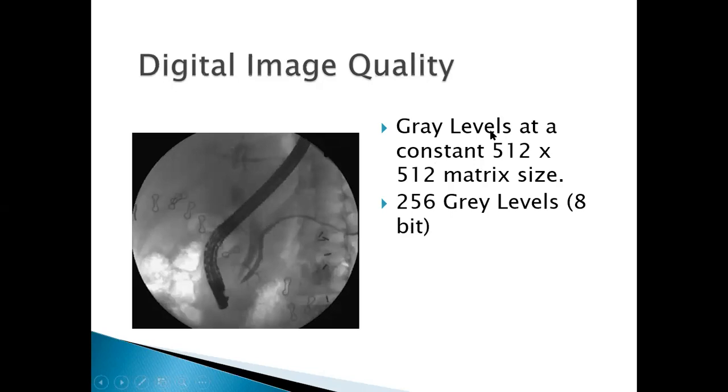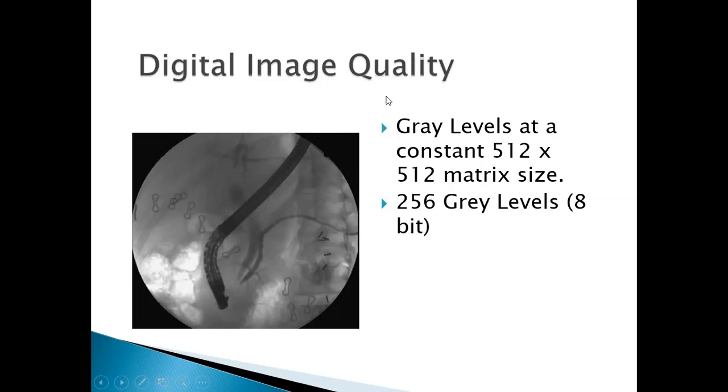Gray level is the number of bits that is used to store an image. If you use 8 bits, then we are looking at 256 gray levels. 8 bits actually means 2 raised to power 8, and 2 raised to power 8 will give us 256. That's 2 times 2 times 2 times 2 times 2 times 2 times 2 times 2, and it's going to give us the 256 gray levels.